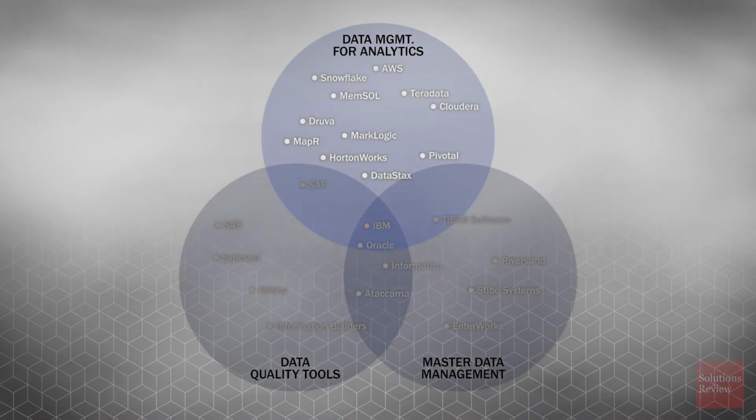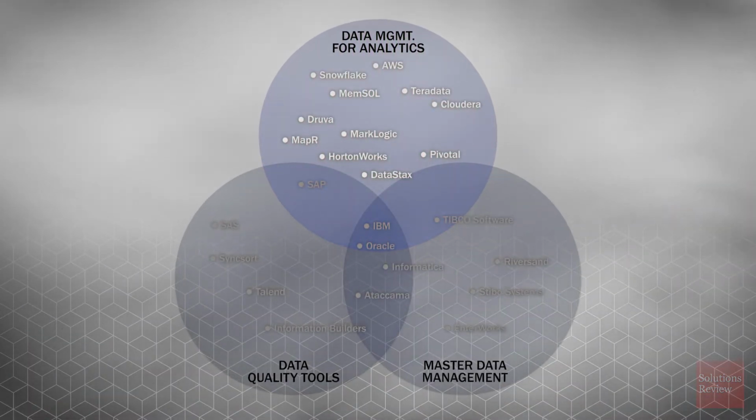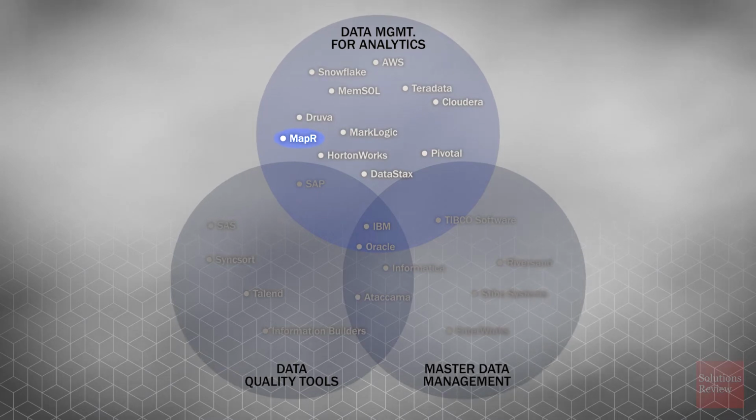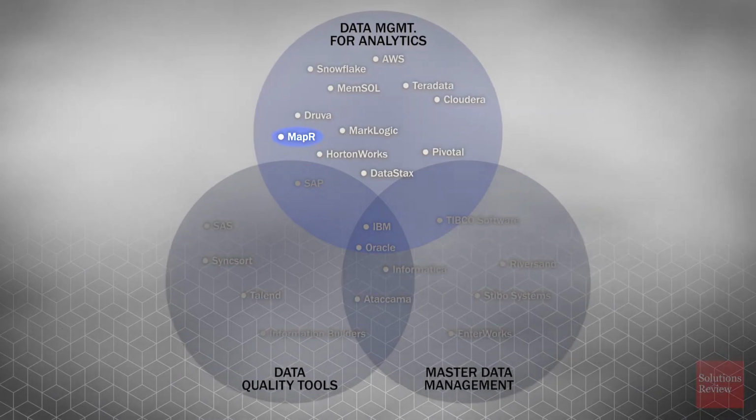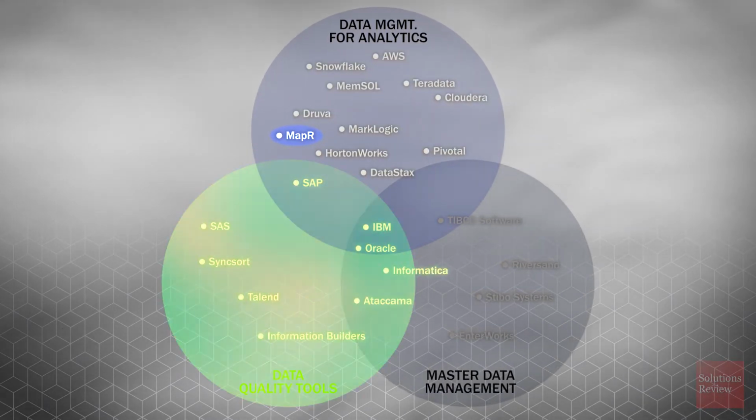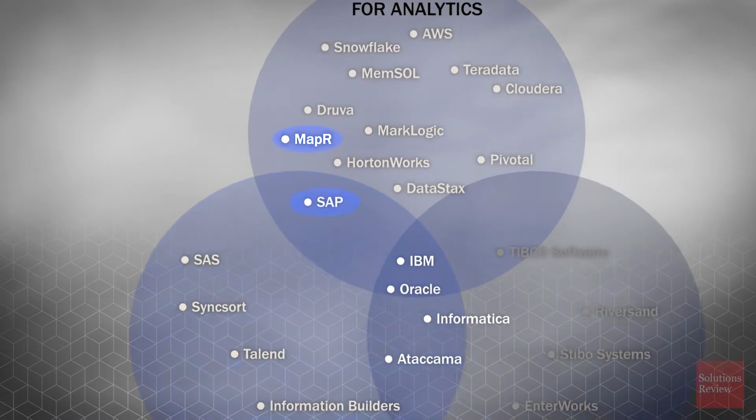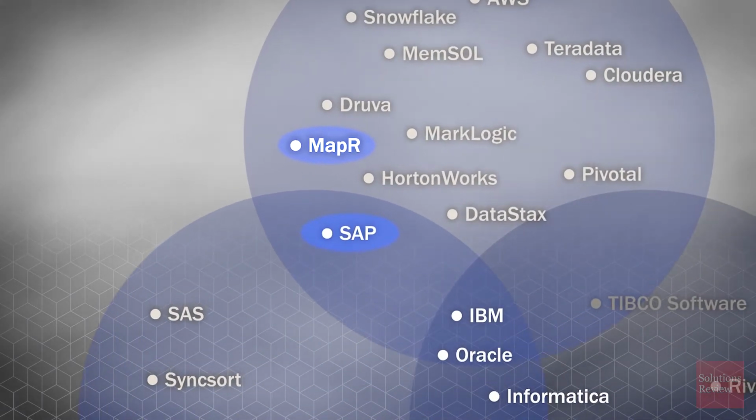Say you're looking for data management software, and you already have a point solution like MapR for analytics-focused data management. You can then map your organization's future goals, and if one of them is to add data quality capabilities to your environment, SAP may be worth a more detailed exploration.